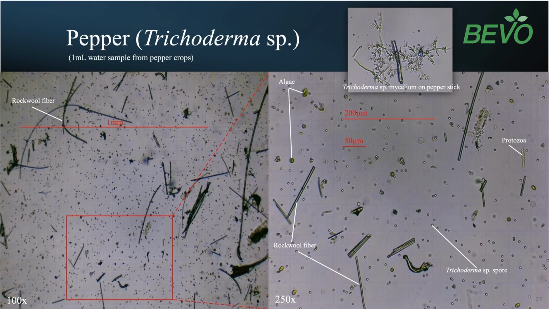2024, 2025. We see that in our water sample, we collected a lot of stuff, things that we had never seen before. After zooming in, we can actually see that those little tiny dots are actually Trichoderma. This is amazing. This is good news for us. We're able to grow Trichoderma directly into the rock wool. And you can see that the algae is there, protozoa is there, rock wool fiber is there, all the components from the microscope are there.